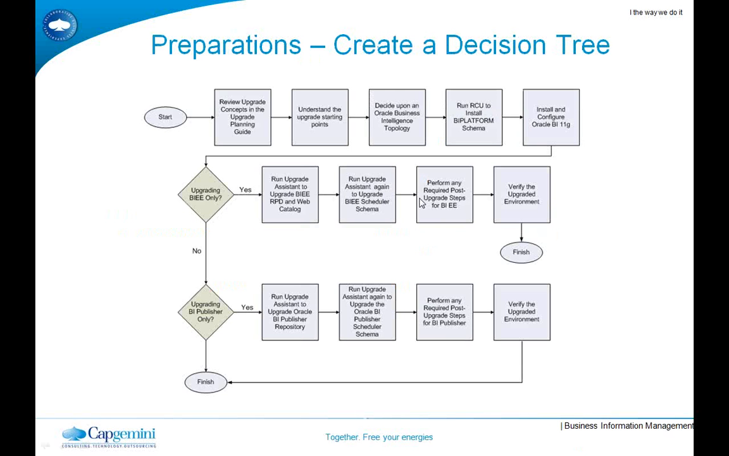Then finally, have yourself a decision tree. Know what your steps are, and this isn't out of the box. It's in the documentation, a decision tree. It'll guide you through your upgrade process, make sure you're not missing anything, and give you a little bit better chance of success.